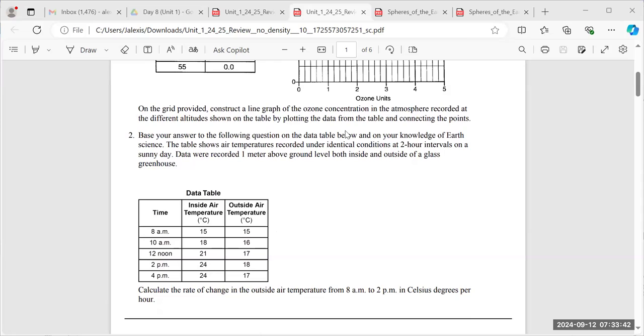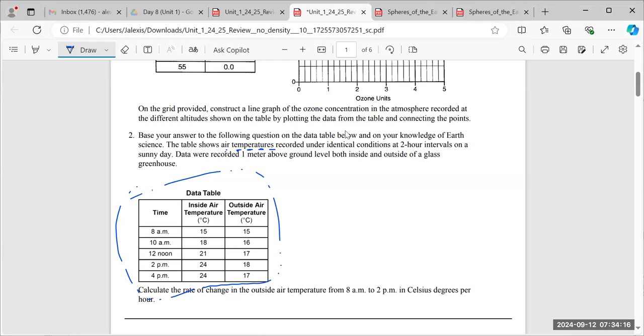All right, so number 2 says, base your answer to the following question on the data table below and on your knowledge of earth science. The table shows air temperatures recorded under identical conditions at 2-hour intervals on a sunny day. Data were recorded 1 meter above ground level, both inside and outside of a glass greenhouse, right? So we see the data table that's given here, right?